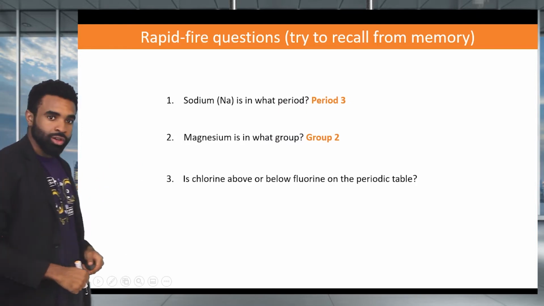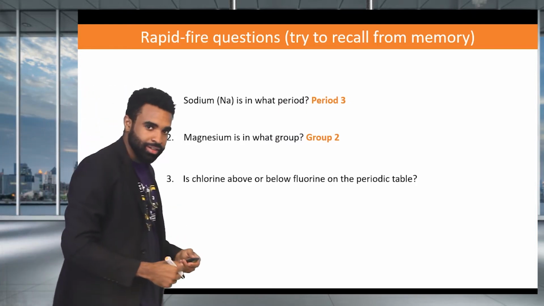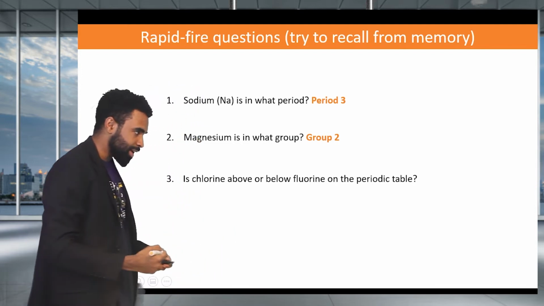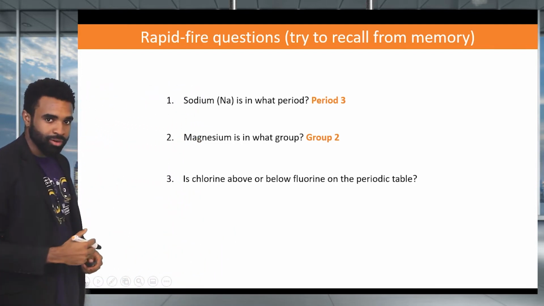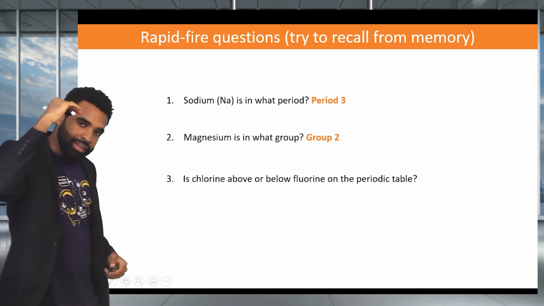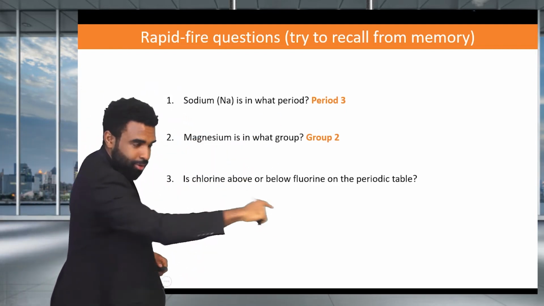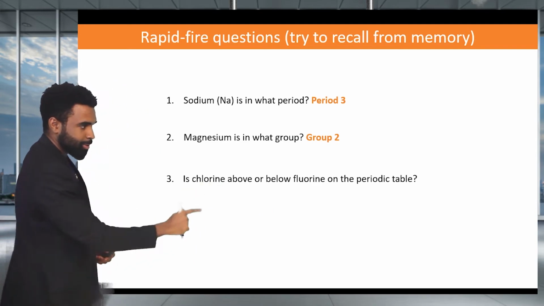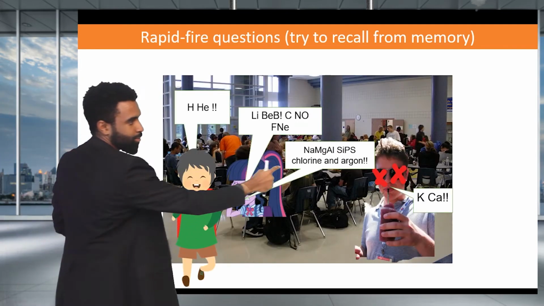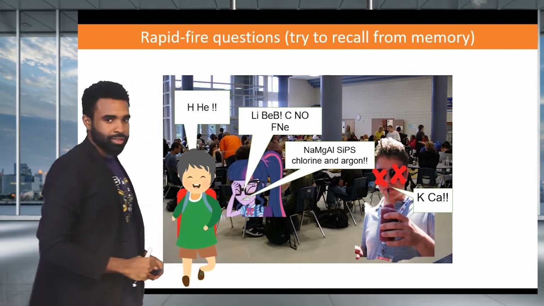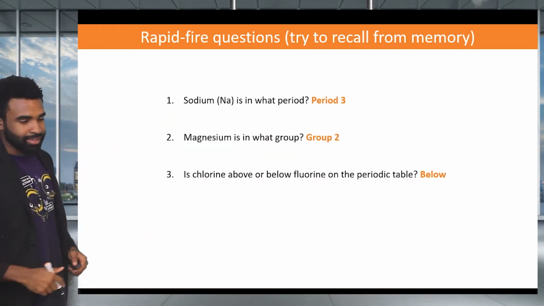Next one. Is chlorine above or below fluorine on the periodic table? Pause the video. Try it. Is chlorine above or below fluorine? We say Li Be B C N O F Ne. That's fluorine. Na Mg Al Si P S Cl Ar. Therefore, chlorine must be what? Below, okay? So here we have chlorine, and we have fluorine on top. So our answer there is below.